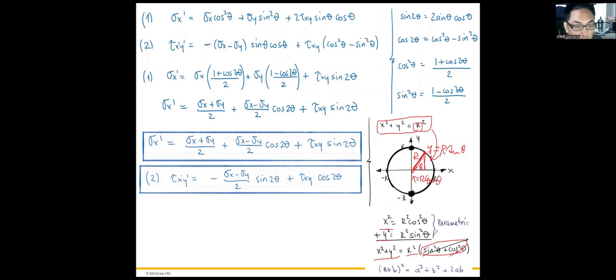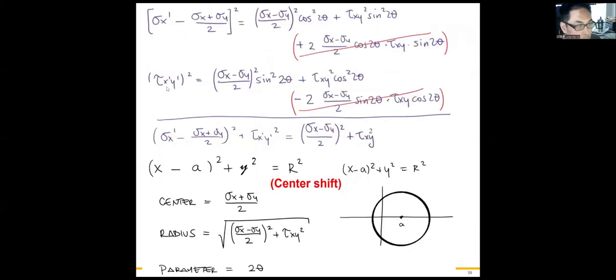Okay, so based on those parameters, we can use very elementary school math to figure out the Mohr circle. So where is the Mohr circle? What the Mohr circle is?